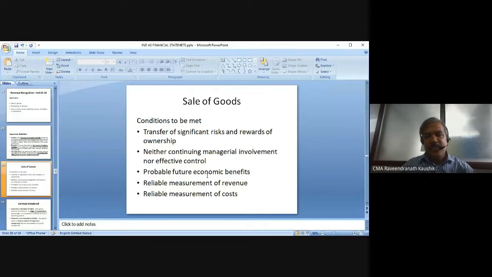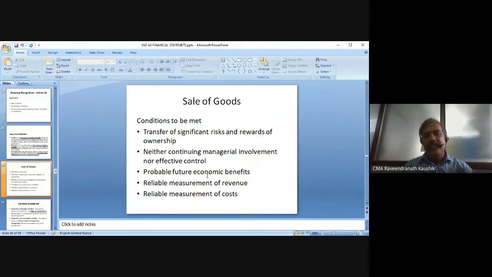So what are the conditions to be met in case of sale of goods? I told you sale of goods is one of the ways to recognize your revenue. So what are the conditions you need to meet in order to recognize that particular revenue in case of sale of goods? One is transfer of significant risk and reward of ownership. This is a very important point which you need to remember. In order to recognize the revenue in sale of goods, whether that risk and reward of ownership is transferred. Only then you can recognize that particular revenue in your books of accounts from that particular sale of goods.